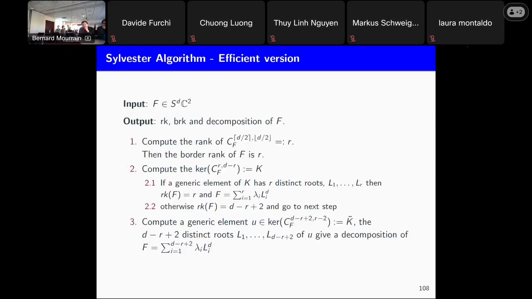So the efficient version of my algorithm is: go for the most square catalecticant, and this reveals the border rank. Check if the rank is equal to the border rank by going to the catalecticant of the right rank and finding a solution. If not, go directly to the rank d minus R plus 2. So go directly to this catalecticant over here. And this will have to reveal to you the rank.